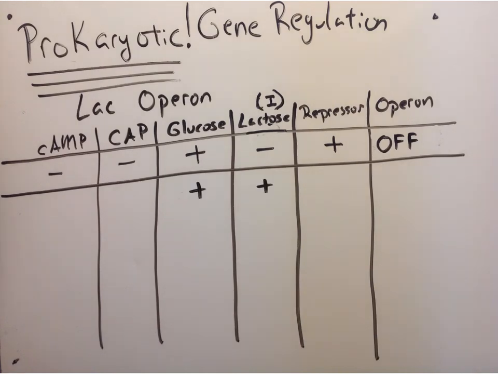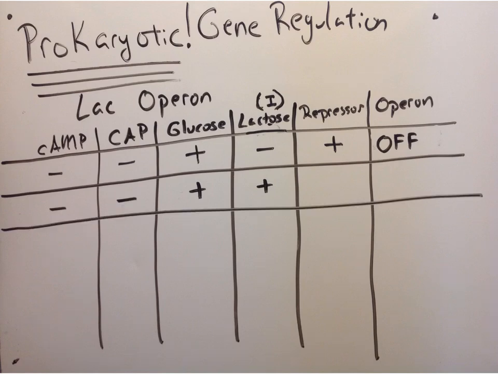Now let's think about what happens when both glucose and lactose are available to the bacteria. Again, if glucose is present, then all the cyclic AMP is used up, and if there's no cyclic AMP, CAP is not active. And so we don't get any activation of the lac operon. If lactose is present, that means that the inducer is present. If the inducer is present, the inducer blocks the activity of the repressor, so the repressor is off. If the repressor is off, the operon is on. It's on, however, it's only at kind of a low basal level. It's not being expressed robustly.